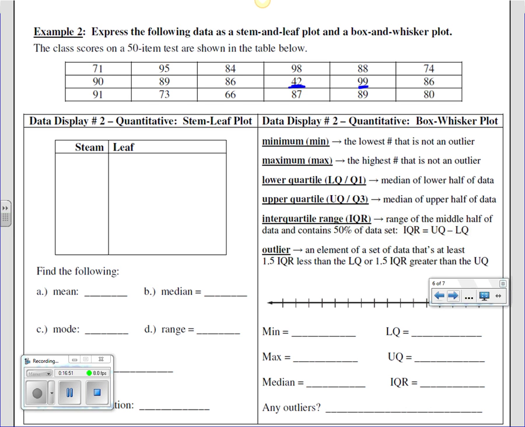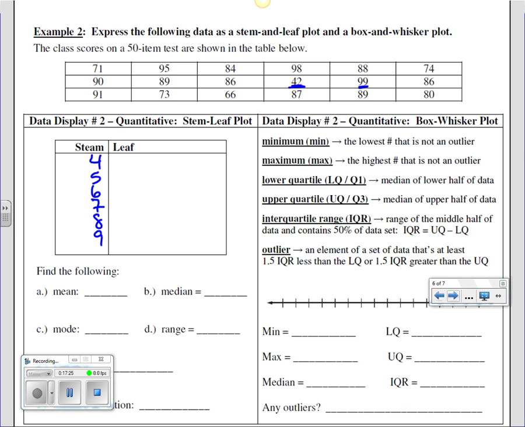99 is your highest number. On this side, this is a typo. It should say stem. On this side, you're doing the tens place. So 40, 50, 60, 70, 80, 90. That's what those represent, the tens place.